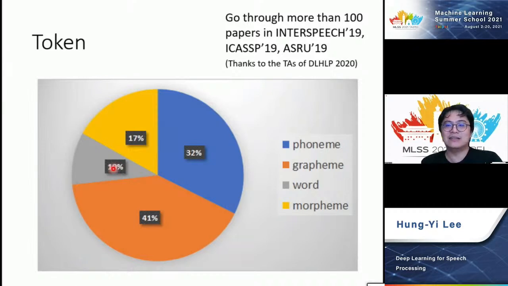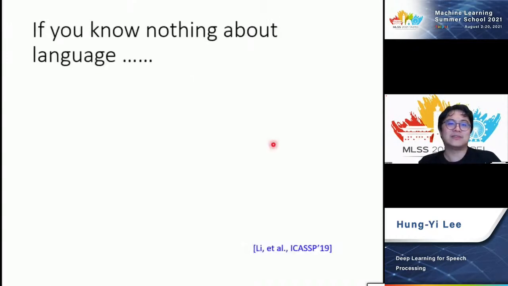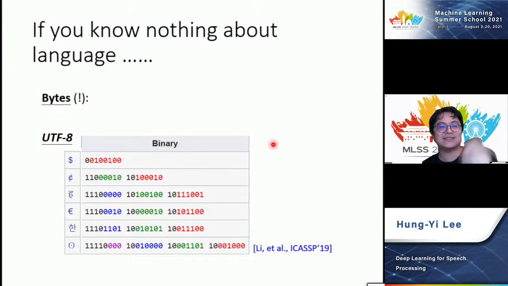But besides these 4 kinds of tokens, there are other ways to define your token. Probably you say, I don't want to know anything about language. I'm not a linguist. I do not want to know what a grapheme or a phoneme is. Then fine. There's a very universal way to define your token. If you know nothing about the language, you can simply consider bytes as your token. You know, every sentence can be encoded by UTF-8 encoding.